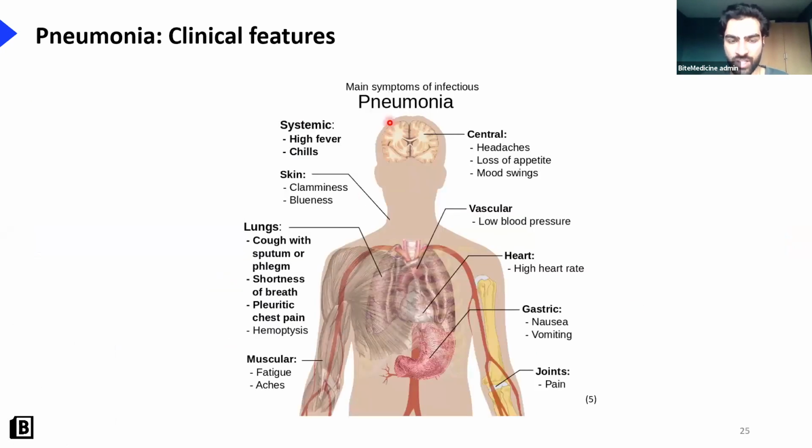Clinical features of pneumonia. So we're most typically thinking about productive cough, shortness of breath, pleuritic chest pain. You can get some hemoptysis, fevers, then other symptoms to think about: headaches, loss of appetite. If they're very unwell and septic, they'll be tachycardic and hypotensive. So just bear in mind some of those additional features.